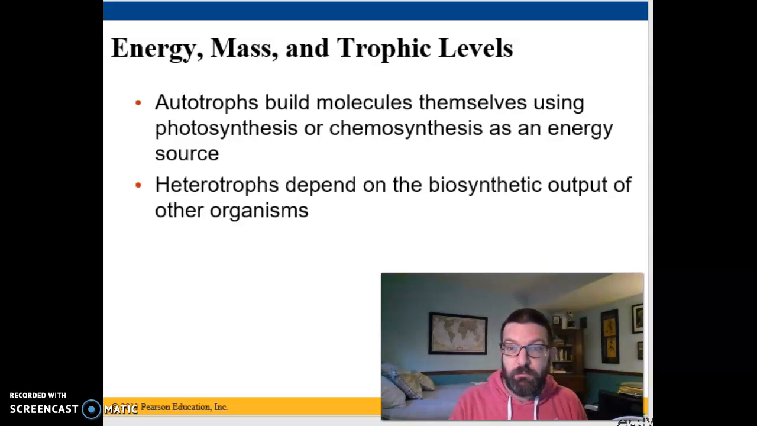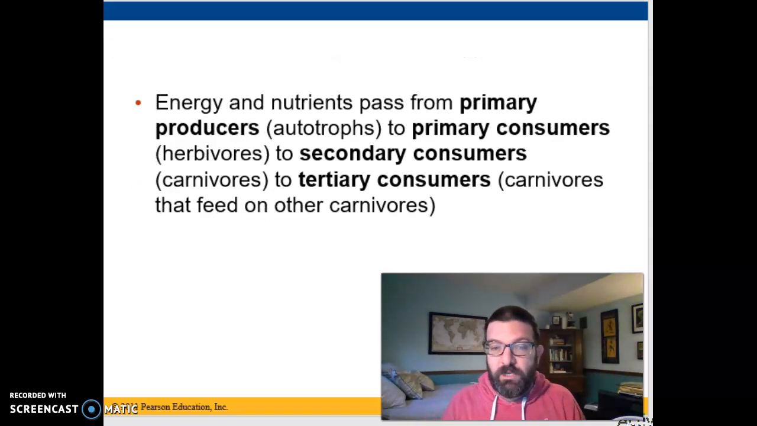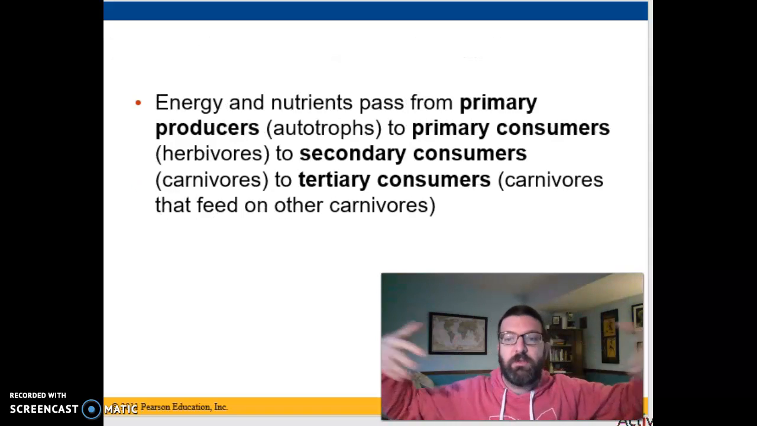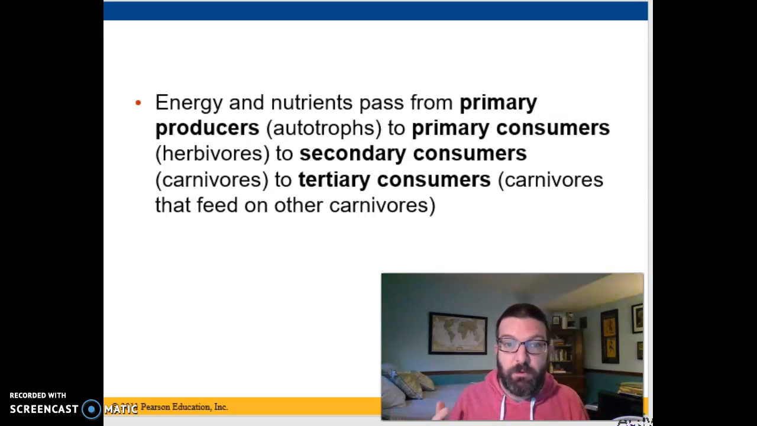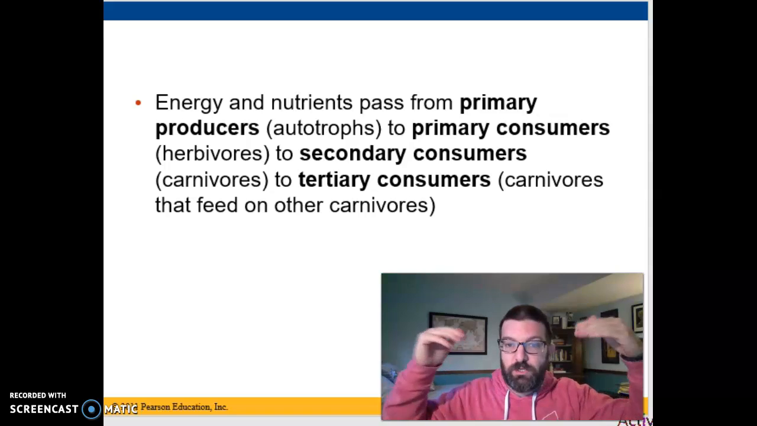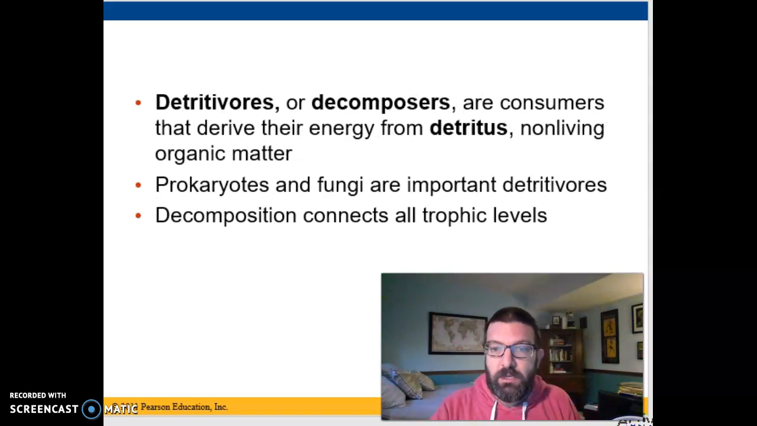Heterotrophs depend on autotrophs. They depend on someone else to synthesize these organic molecules, these little batteries that contain energy that used to be solar energy, so that we can survive. So generally, energy flows onto the Earth from the sun. It's harnessed by primary producers, and it moves up to primary consumers, secondary consumers, and tertiary consumers.